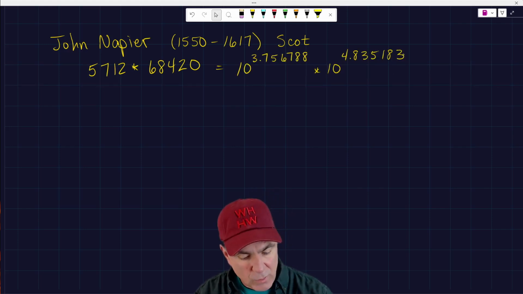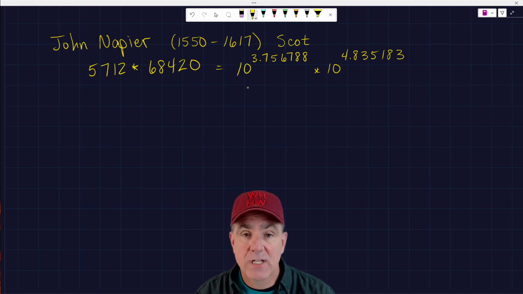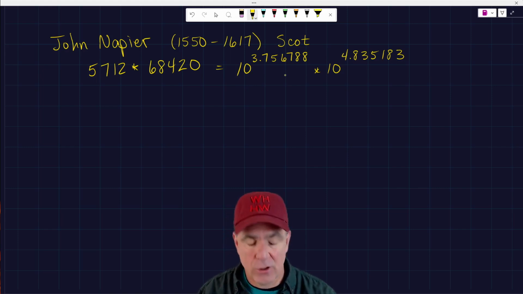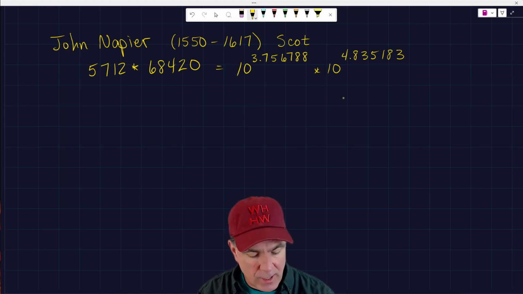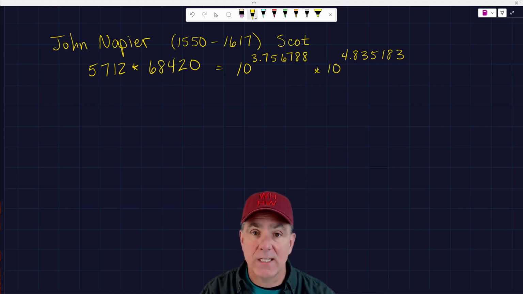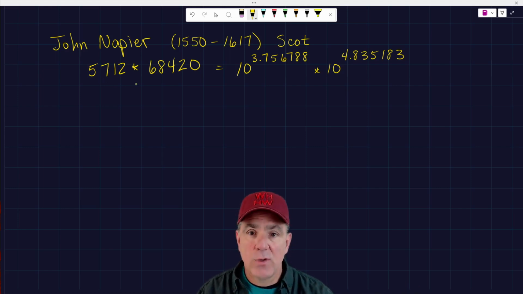So this problem, what I've done is just change the numbers into their base 10 representations. 10 raised to the 3.756788 is approximately equal to 5,712. And similarly with 68,420, I have the number here. Notice we know that there's going to be the 3 point, etc., etc., and the 4 point, etc., etc., because of where the decimal place is in these numbers. So we know where the decimal is, we know what that piece is.